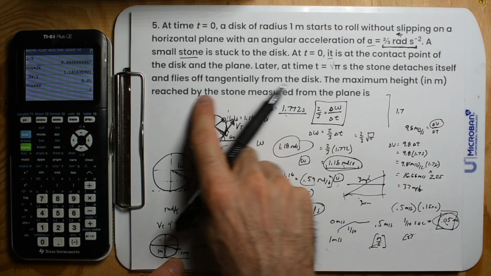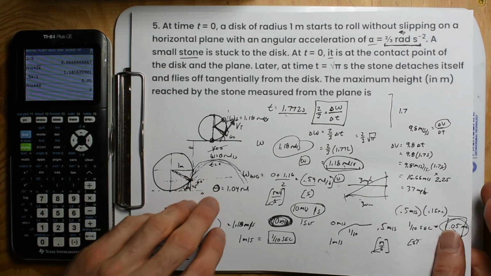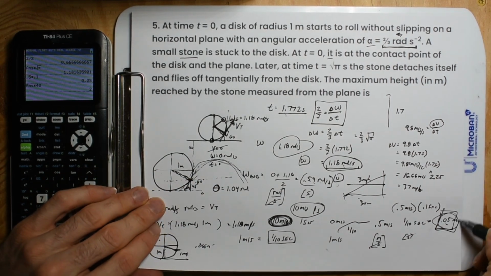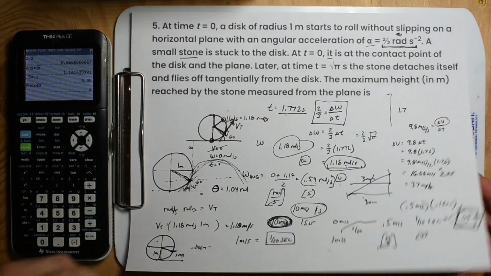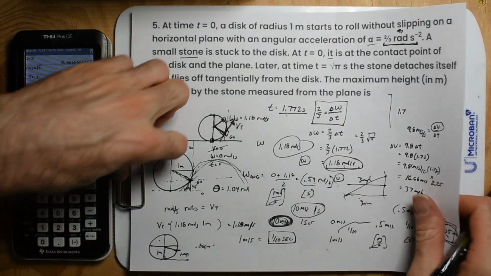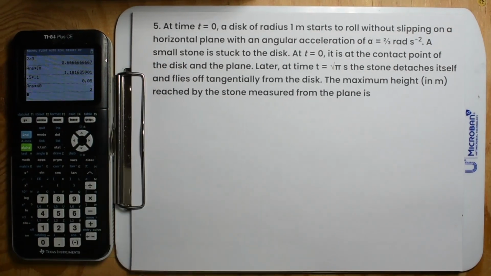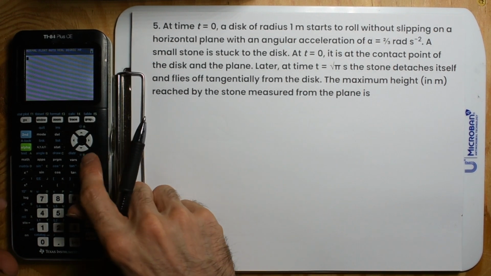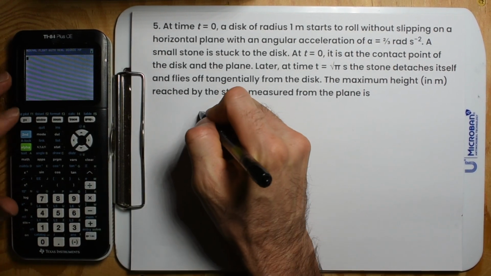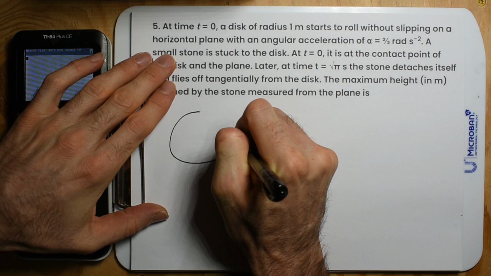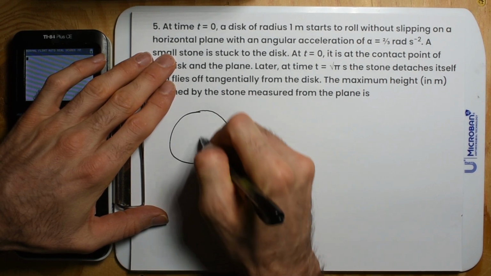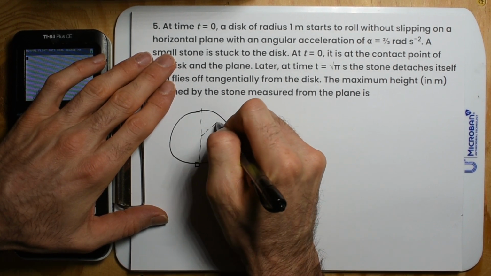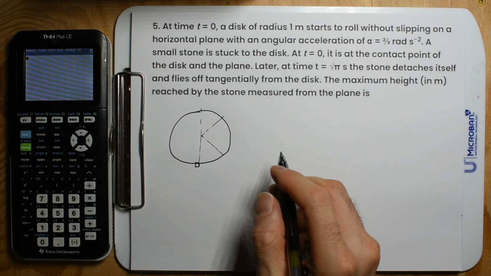So the stone detaches itself and flies off tangentially from the disc. All right, so now we got our first kind of guess. We're going to grab a new sheet of paper, and then we'll start in on going over this and trying to get the correct answer. Cool, stone's right there, halfway, and then there and there.